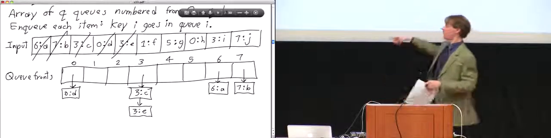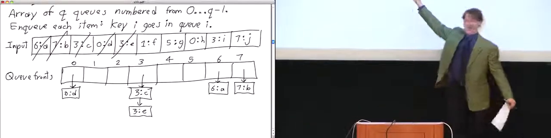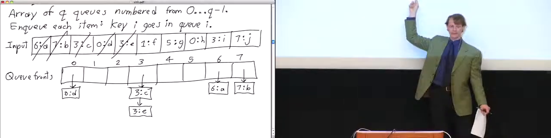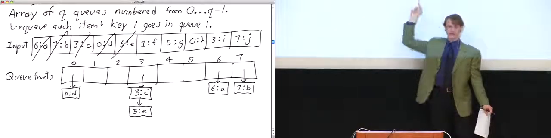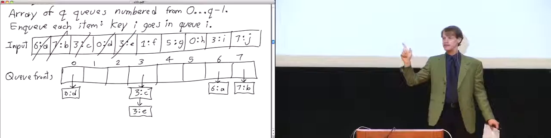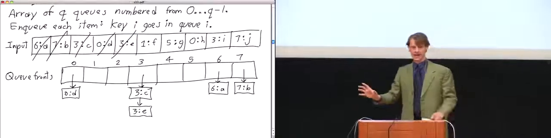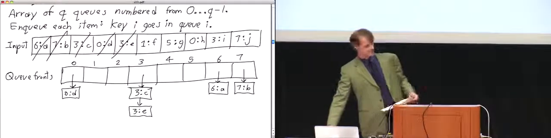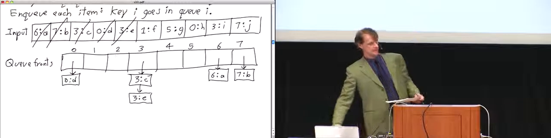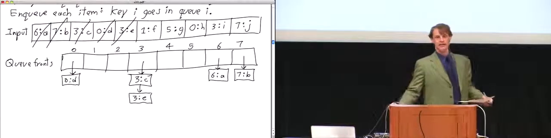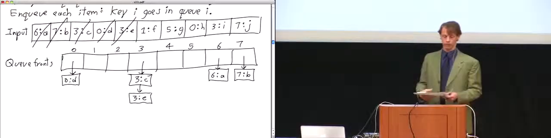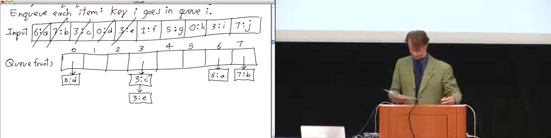All right, notice that I'm always going to put new items at the end of the queue, not the beginning of the queue. These are not stacks, these are queues. And the reason why is I want this sort to be stable. Hopefully you remember from the homework what stable means. It means that if 2 items have the same key, they will be in the same order in the output as they were in the input.